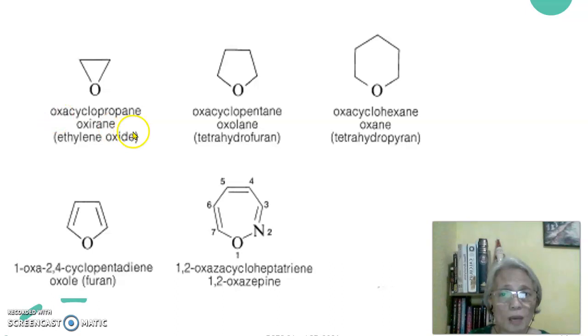Thus, the oxa prefixes. So, we have here a cyclopentadiene. We have a 1-oxa-2,4-cyclopentadiene. Oxygen is locant 1. And then we have 2, 3, 4. So, the double bonds are at carbon 2 and 4. So, 1-oxa-2,4-cyclopentadiene or oxole.